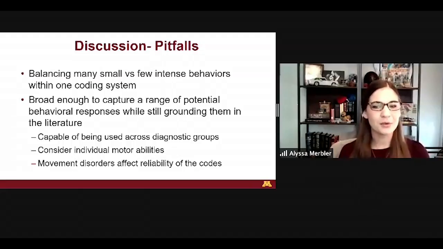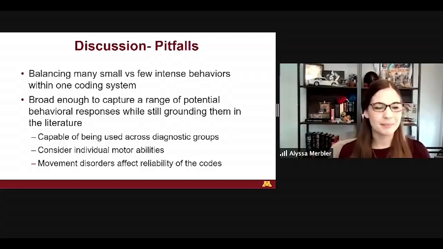And in the same vein, we want to create a system that can be applied broadly. So this includes a range of potential reactivity behaviors that we may see, but also still grounding them in the literature. We also want to be able to have a system that's capable of being used across diagnostic groups, which is kind of what we're talking about here in the symposium.